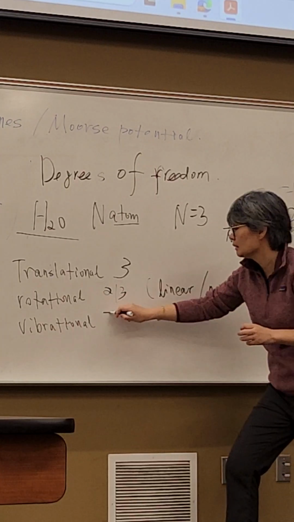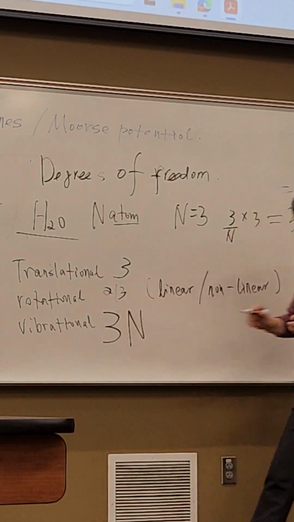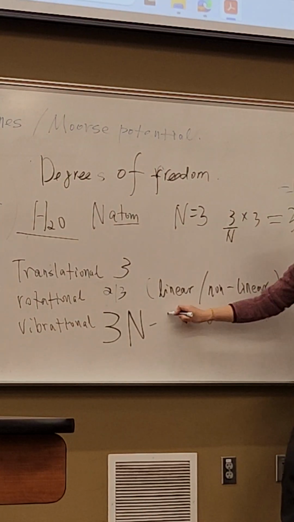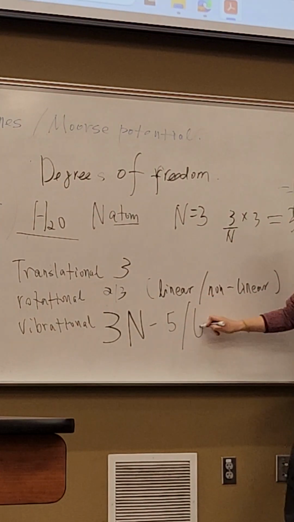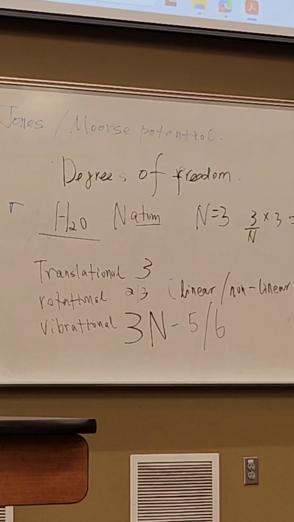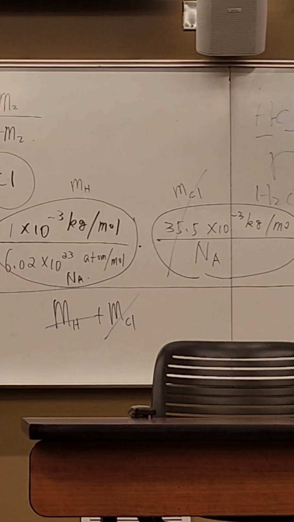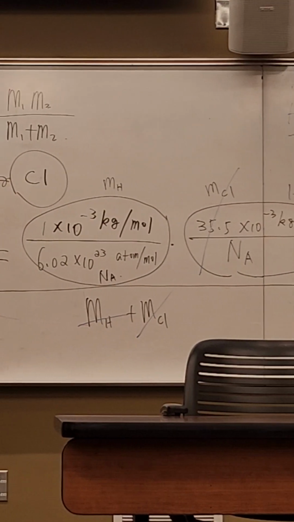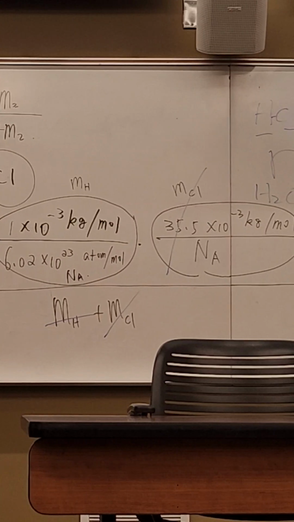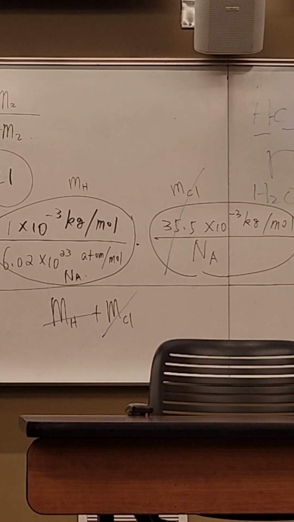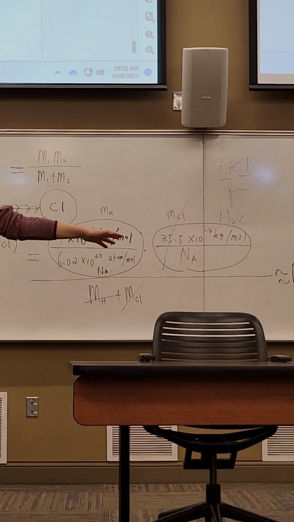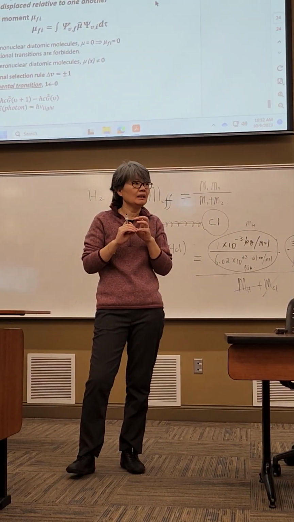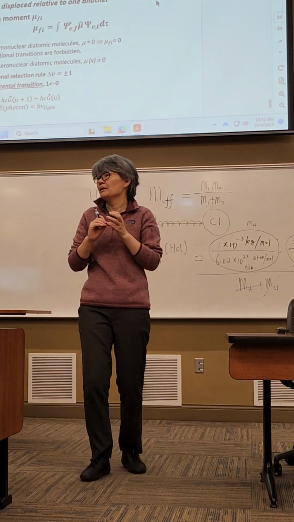Just 3N minus either 5 or 6. Does that make sense to you guys? So in the future, if you look at the vibrational modes of a polyatomic molecule, the number has to match this: 3N minus 5 if it's linear, and 3N minus 6 if it's non-linear.